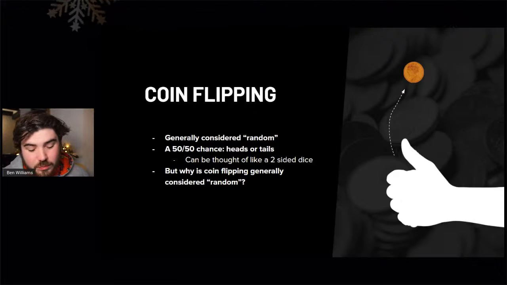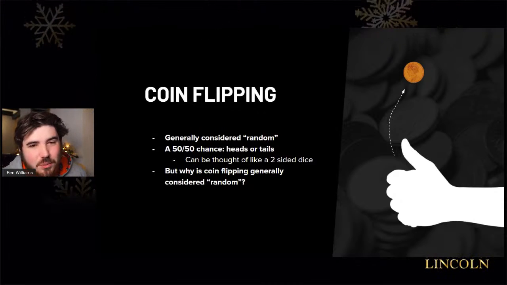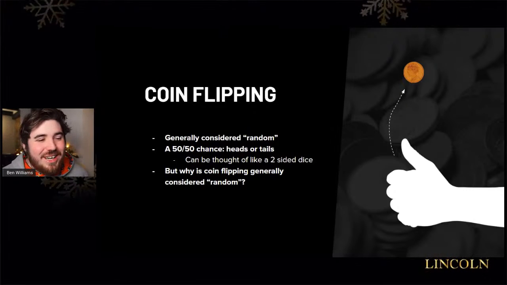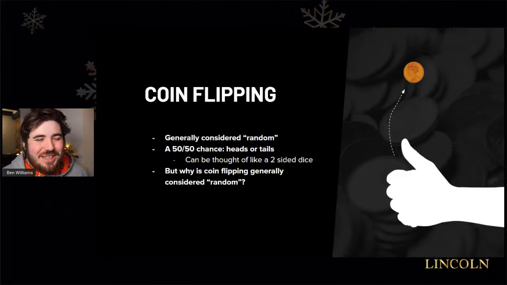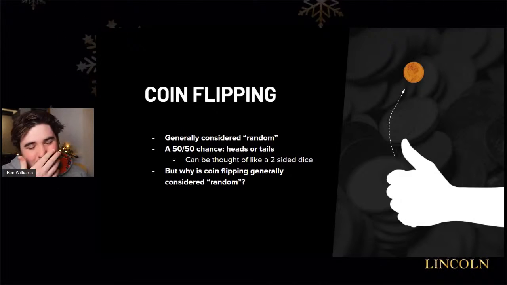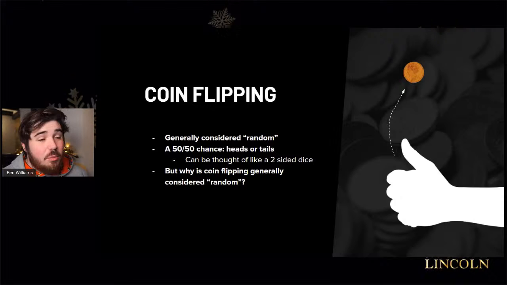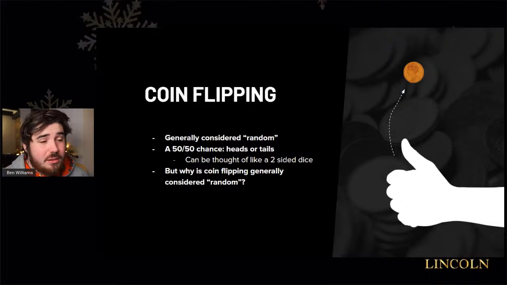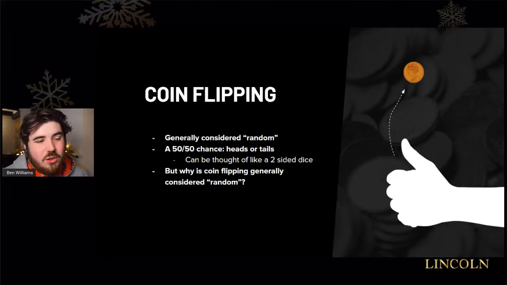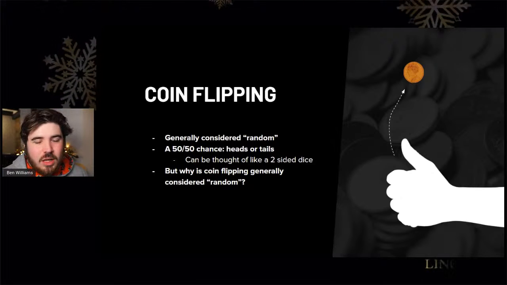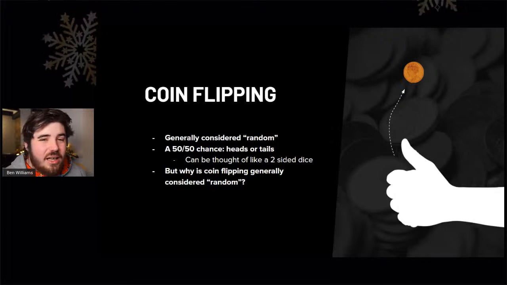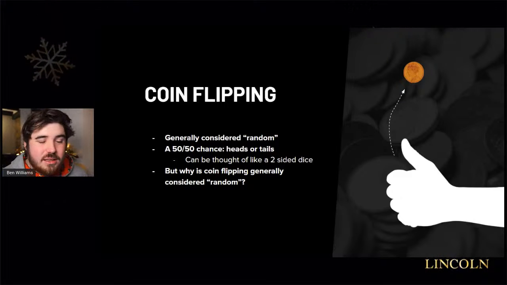So if you don't know what to do and you've got two choices, you flip a coin for it. And I do this sometimes. If you have two choices of what to eat, you can flip a coin. Heads is something, tails is something else. But yeah, we generally consider this process to be random. But the question is, why do we consider coin flipping to be random? And if we can explain why coin flipping is considered random, maybe we can get at the root of what we asked in the previous slide.